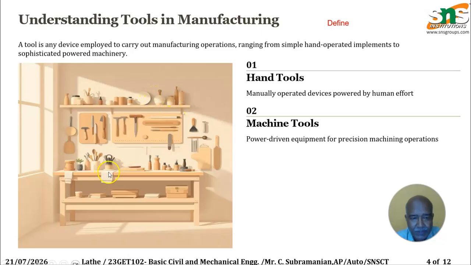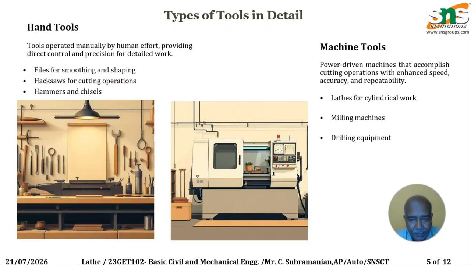These are hand tools. Hand tools are manually operated devices that cut by human effort. Whereas when the tool is fixed to a machine, it is a machine tool, which is power driven equipment. It is driven by a motor, a pulley, or diesel engines, to give a faster rate of use of these precision tools in precision machining operations.